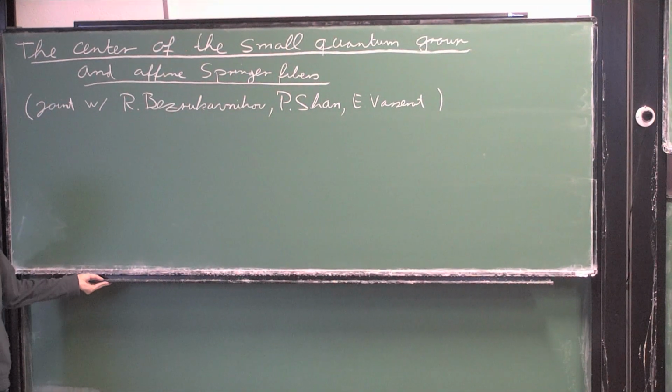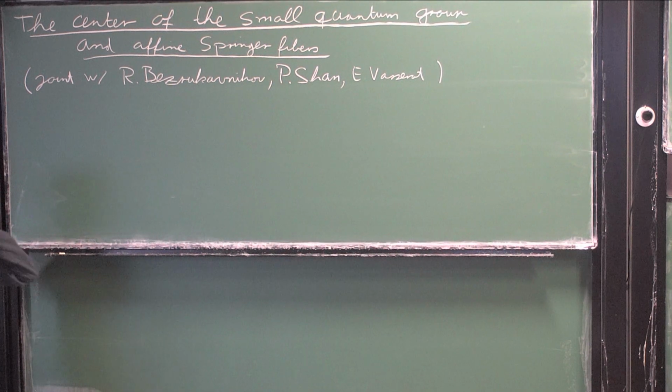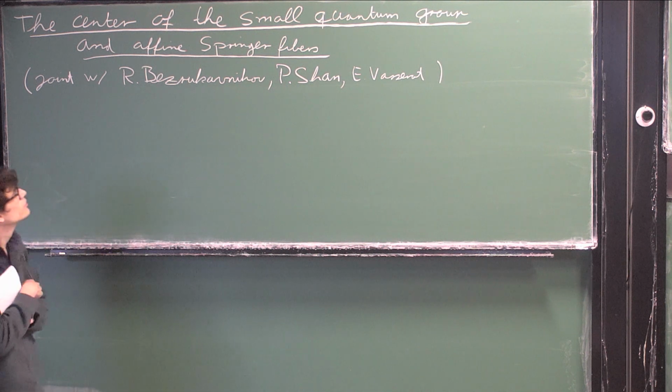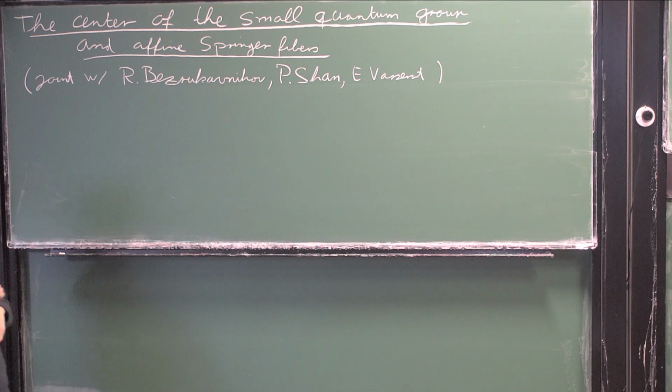Okay, so I'm going to talk about a joint project with Roman Veshkavnikov, Ben Chang, and Eric Vassereau. This is some description of the center of a small quantum group in terms of some constructible cohomology. There were previous descriptions in terms of coherent cohomology that motivated conjectures by Lachovskaya and Chi, and this goes part of the way to proving those conjectures.